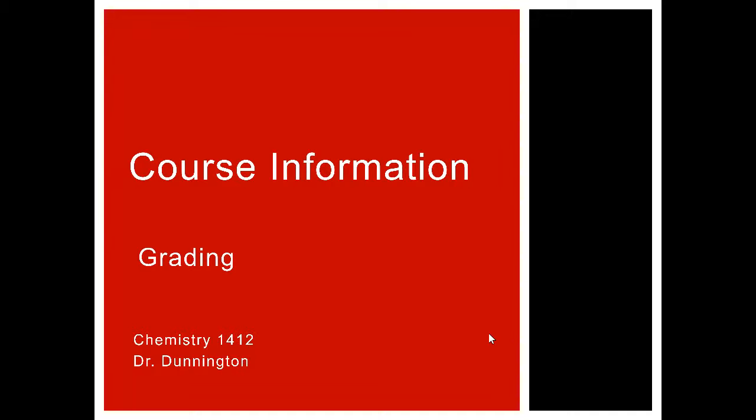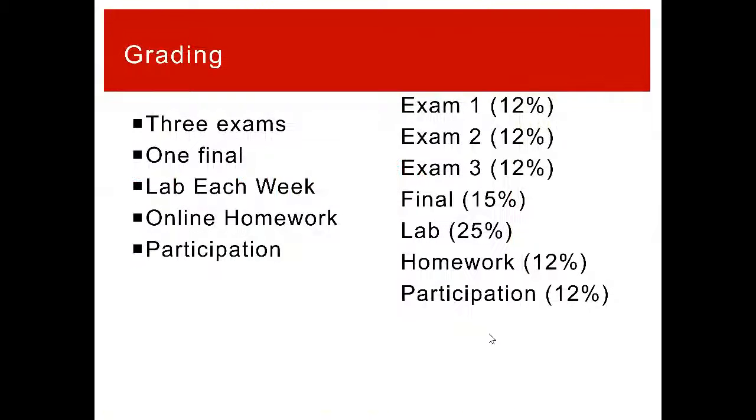So when it comes to grading, there will be a variety of assignments throughout the course. Basically we'll have 3 exams during the course, 1 final exam at the end. All of your lab each week will combine into 1 grade. It's a 4-credit class. One of them is lab. That's why it's 25%. Homework is 12, and then your participation assignments are 12% of your grade as well.